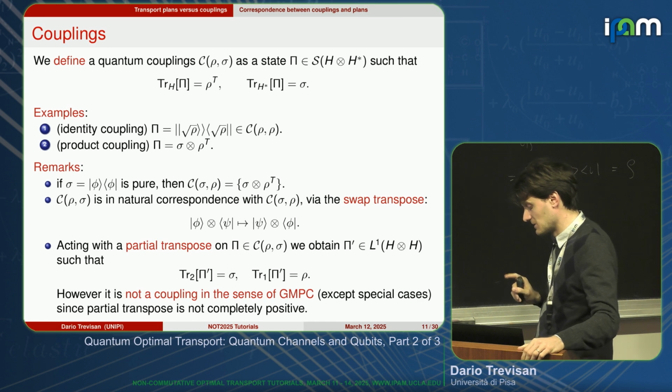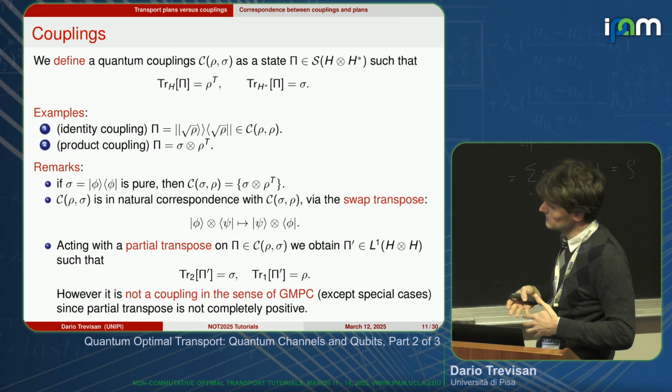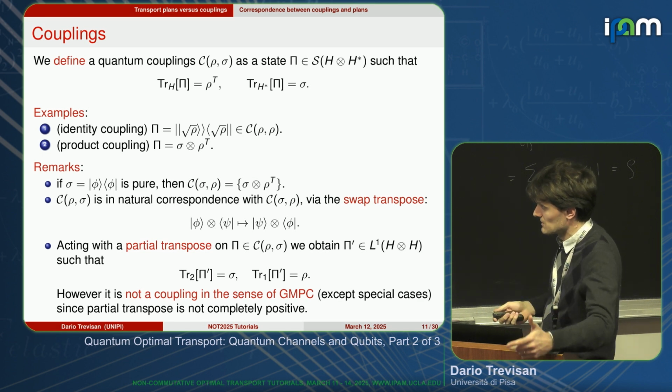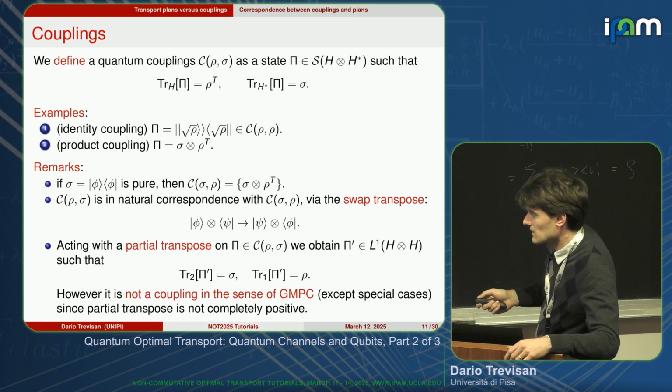And this says that you're not doing a good transport if you want really to compare pure states. Okay? But this is a good transport if you have mixed states. There might be good couplings in this case. And, well, there is a correspondence.